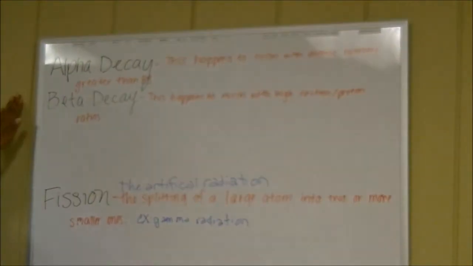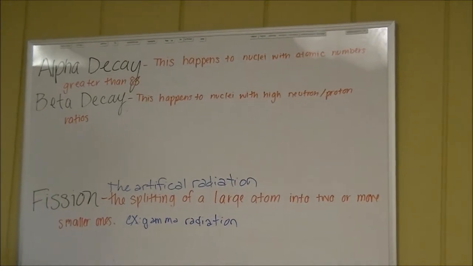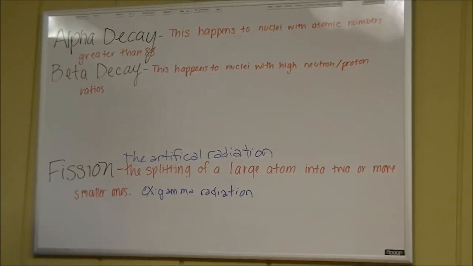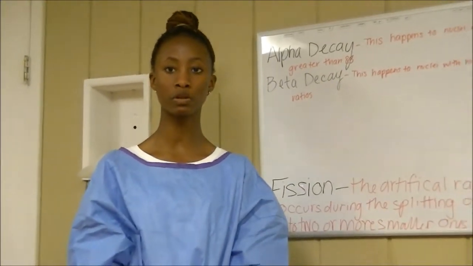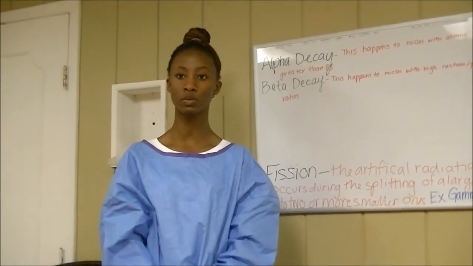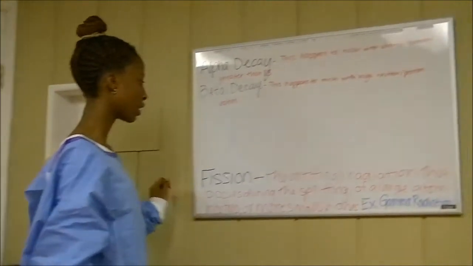The first would be alpha decay. This happens to nuclei with atomic numbers greater than 83. Beta decay happens to nuclei with high neutron to proton ratios. Artificial radiation is radioactivity that is produced by bombarding or striking a nucleus with a subatomic particle. This does not occur naturally.